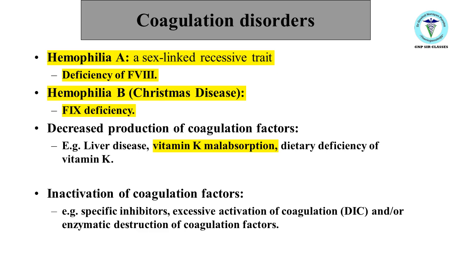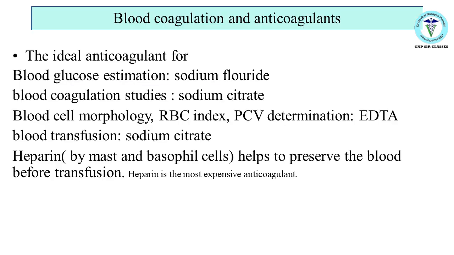Coagulation disorders, such as hemophilia A and B, result from deficiencies in specific clotting factors. Other causes include vitamin K malabsorption and excessive activation or inhibition of coagulation factors. Various anticoagulants are used in blood coagulation and transfusion processes, including sodium fluoride, sodium citrate, and EDTA, which help preserve blood and prevent clotting during medical procedures.